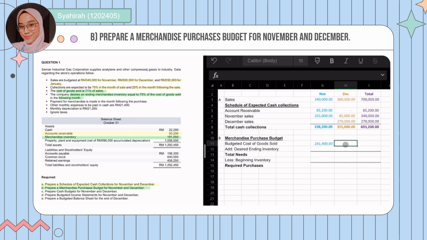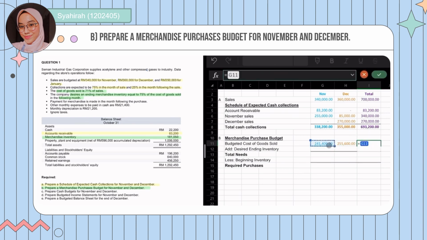And then for December, it's the same. Just do the same, which is 71% multiplied with the budgeted sales of December, and we will get 255,600. And then the same as previously, we just total it up like this, and then we will get 497,000. And then we must add the desired ending inventory. In the question, it says the company desires an ending merchandise inventory equal to 75% of the cost of goods sold in the following month.